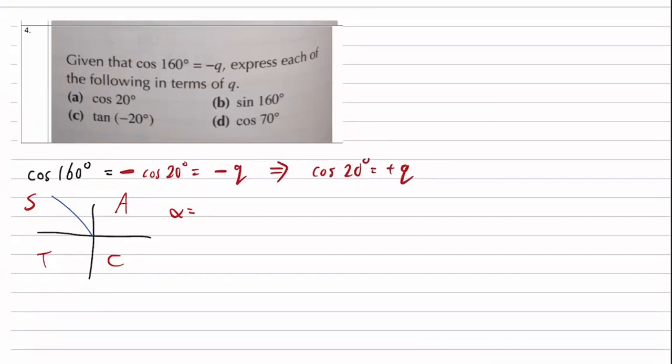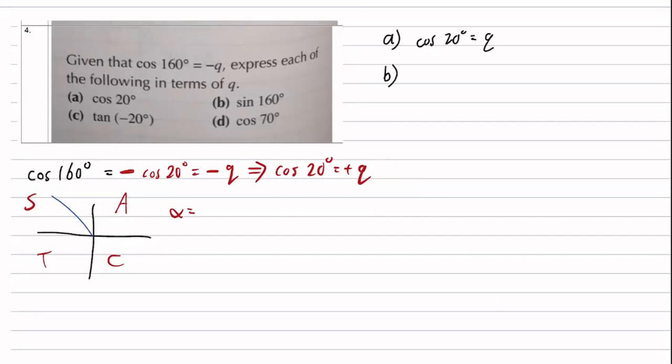So what we have done is we have made the complicated 160 into the simple 20. Then it's easier to work with. Okay, cosine 20 equals positive Q. Let's begin part A. Part A, you want cosine 20. Oh, there we go. We have our answer already. That's why it's part A, so that we can use it now in part B. Part B requires sine of 160 degrees. Then how?